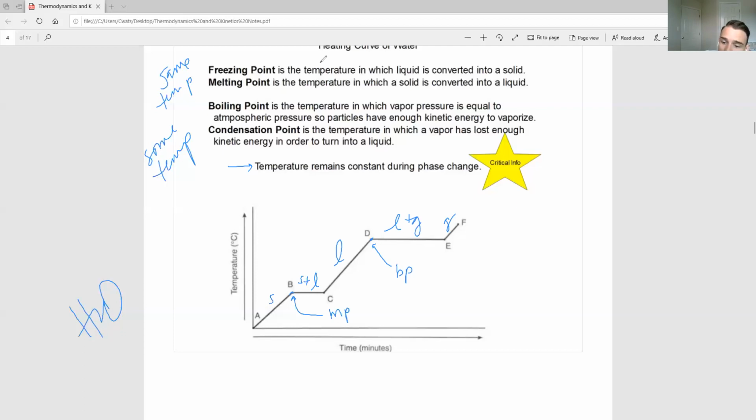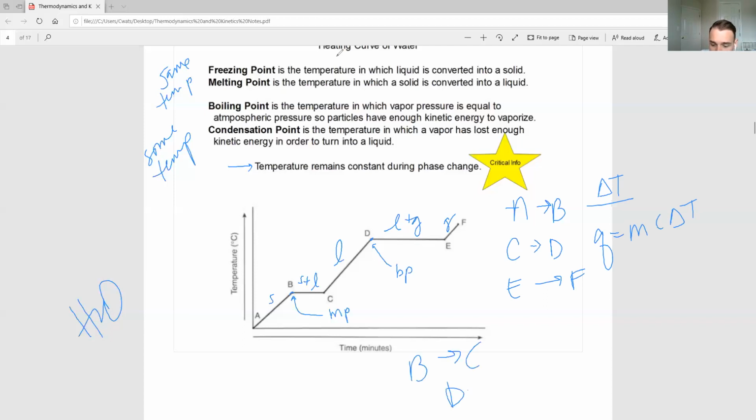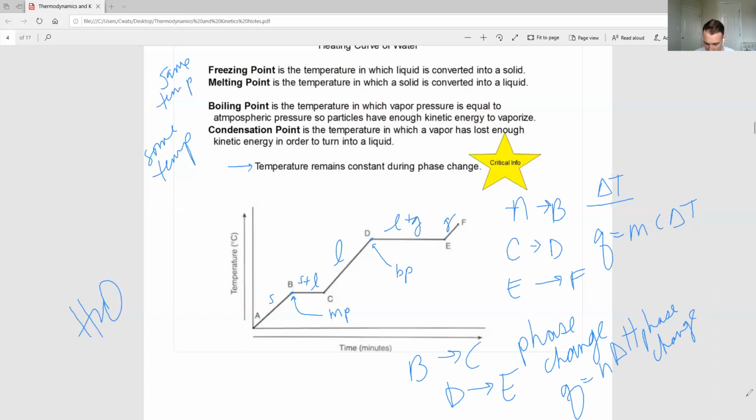When you're going from A to B, from C to D, and from E to F, you'll notice there is a change in temperature, and therefore you must use Q equals mc delta T. From B to C and from D to E, that is a phase change, and therefore you have to use Q equals n delta H of the phase change, whichever phase change you're going through. So make sure you're paying attention to that.